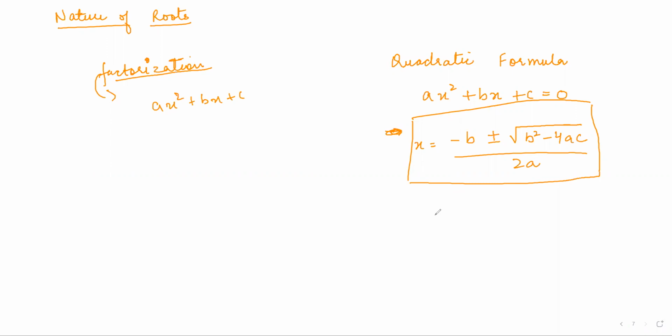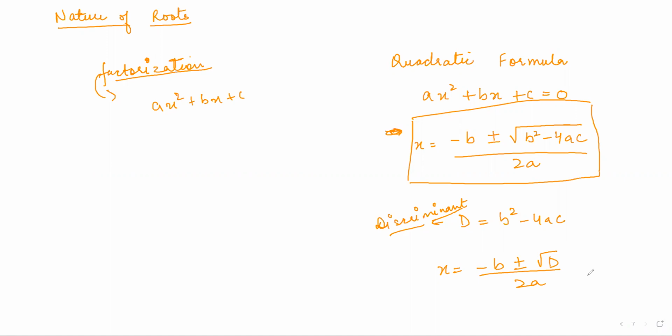And you know what a, b, c are. a is the coefficient of x square, b is the coefficient of the middle term x, and c is the constant term. Now this thing which is inside the root, b square minus 4ac, is also denoted by D, which is called the discriminant. There's a special name for this term. So my formula can also be written as x equals minus b plus minus under root D divided by 2a. Is that okay?